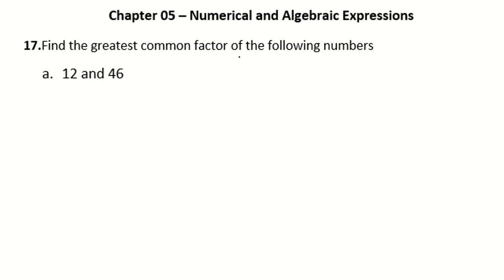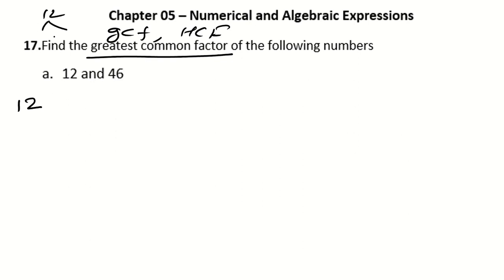Now another question. Find the greatest common factor of the following numbers. Greatest common factor means GCF or HCF, highest common factor. Now I'll tell you by prime factorization, or you can make the tree also like this, the factor tree.